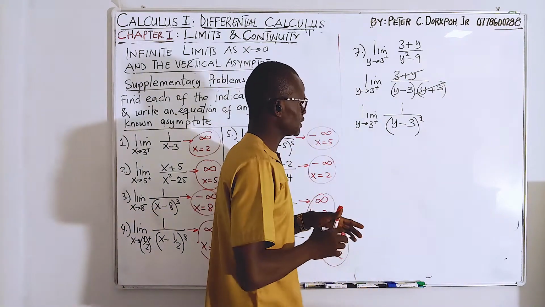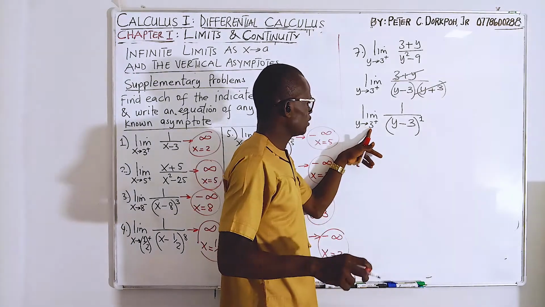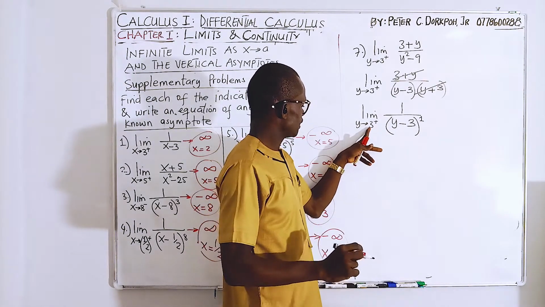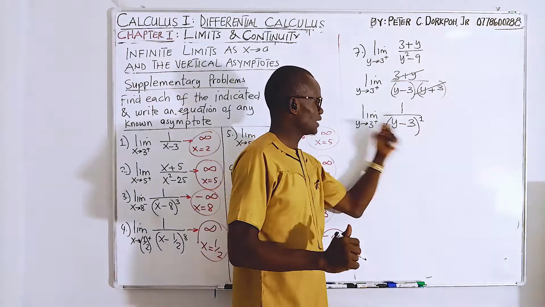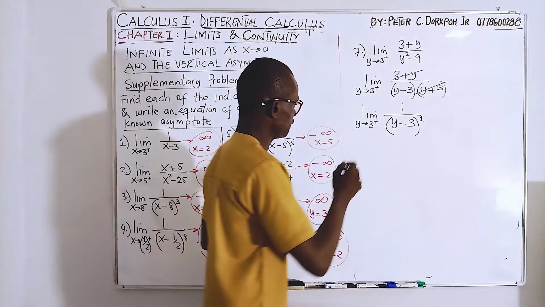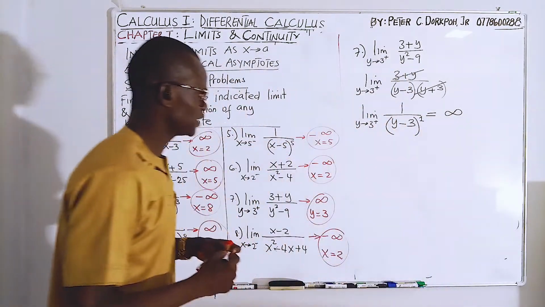So when the power is odd, and x is approaching a particular value from the right, that will lead to positive infinity. So now it is positive infinity.